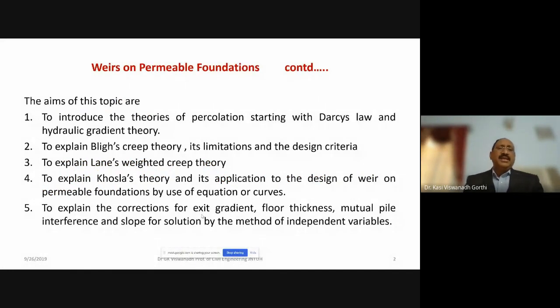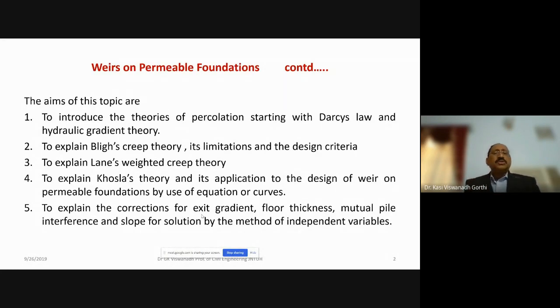The aim of this topic is to introduce the theories of percolation. So what is this Darcy's law? What is the hydraulic gradient theory? Also Bligh's creep theory we need to explain. What are the limitations of this Bligh's creep theory? And making use of the Bligh's creep theory, how do you find the pressures at different points along the permeable foundation, the design criteria, and making use of the Bligh's creep theory at various sections, how to find the thickness, okay? Then what are the limitations of the Bligh's creep theory, and to explain the Lane's weighted creep theory.